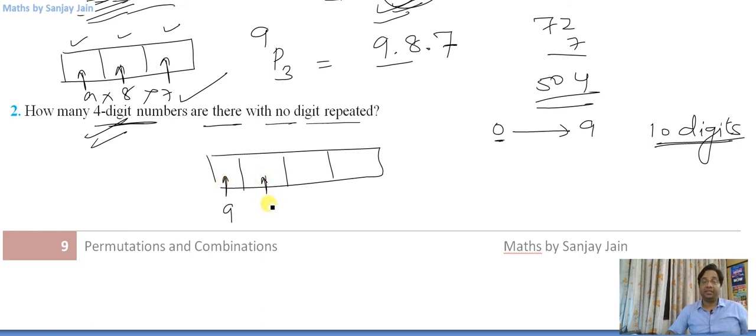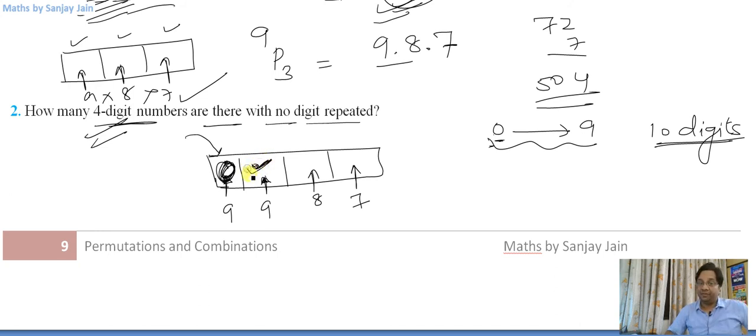The second place can be filled in 9 ways. Because I have used one of the digits here, any of the rest of the 9 can be used here at the second place. And here I can use any of the 8, and here I have got 7 options, right? I have got 10 digits, out of which 0 cannot be used here, so I have only 9 options for the first place. And now for the second place, I cannot use the digit I used here, but I can use 0 now. So I still have 9 digits left to use here.